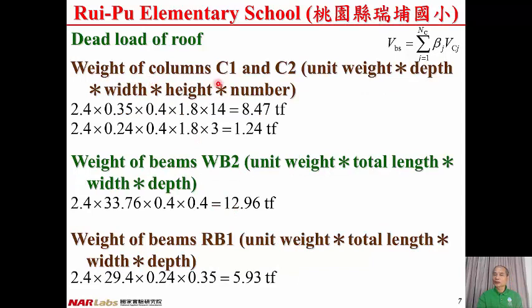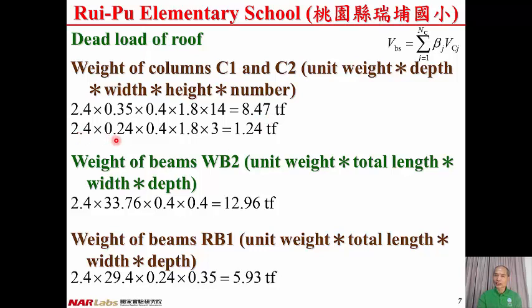And the weight of the columns C1 and C2, with unit weight 2.4 ton force per cubic meter. The depth of column C1 is 0.35 meter, the width of column C1 is 0.4 meter, and the height is 1.8 meter. Only half of the height is lumped to the roof. Therefore, the height of the column is 3.2 meter divided by 2, 1.8. The total number of column C1 is 14, equal to 8.47 ton force. 2.4 ton force per cubic meter.